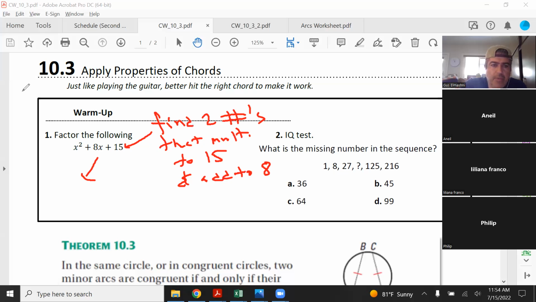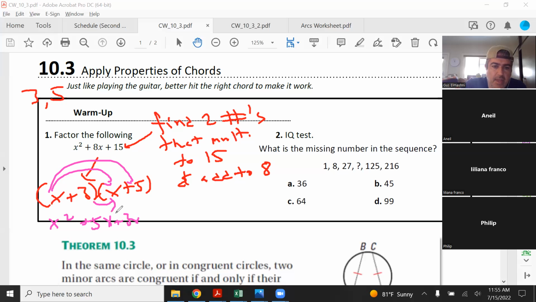So if you think about it, 3 and 5 are two numbers that multiply to 15 and add to 8. So you can factor it like this. And if you were to FOIL, you should get back to the original expression. x times x is x squared, x times 5 is 5x, x times 3 is 3x, and of course 3 times 5 is 15. And then combine like terms in the middle, you get x squared plus 8x plus 15. There you go.